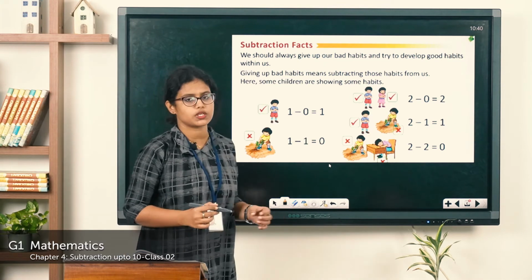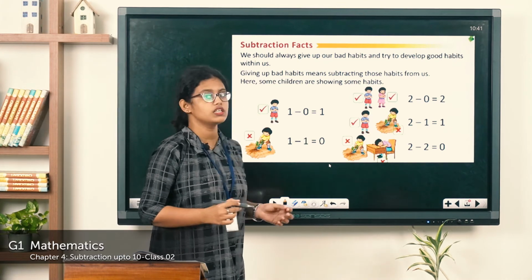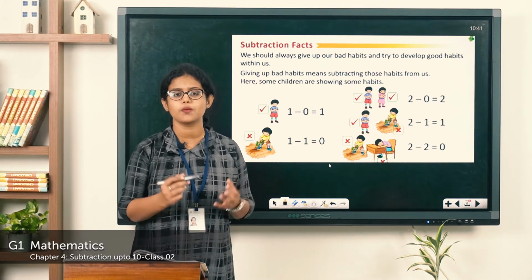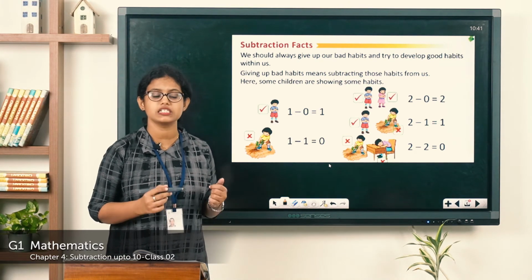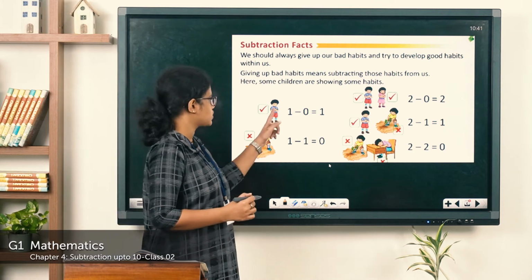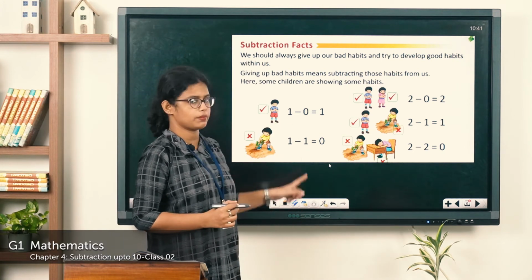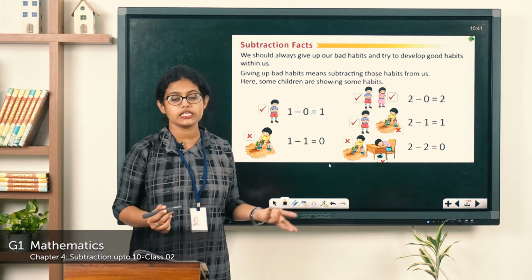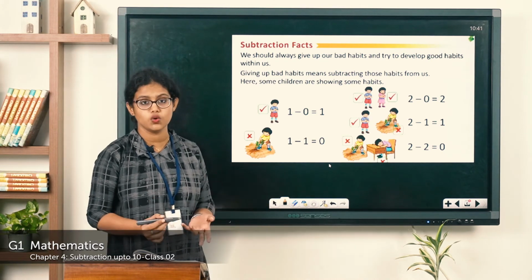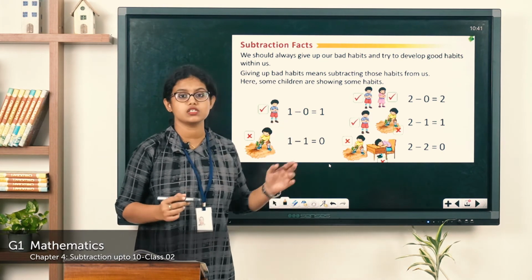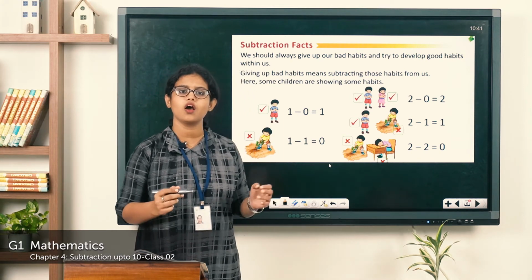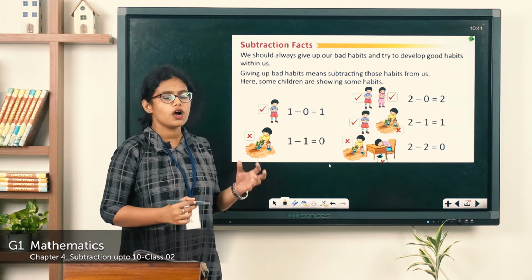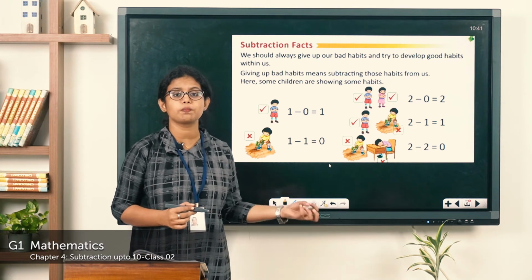So see the first picture here. You can see a boy is praying. So is he doing a good habit or a bad habit? It is a good habit. So 1 good habit. Minus. So is there any bad habit? No. So we can give that as 0. So what is 1 minus 0? 1 minus 0 equal 1. See the next one. A boy is pulling out a plant.